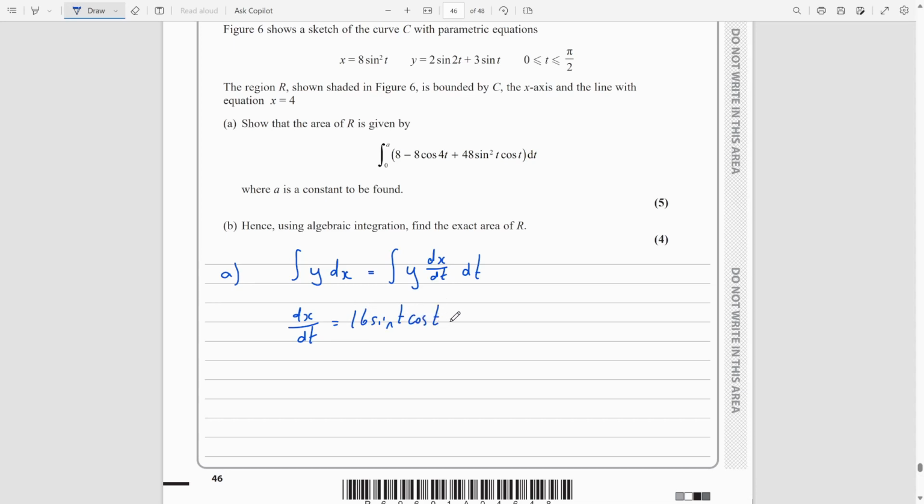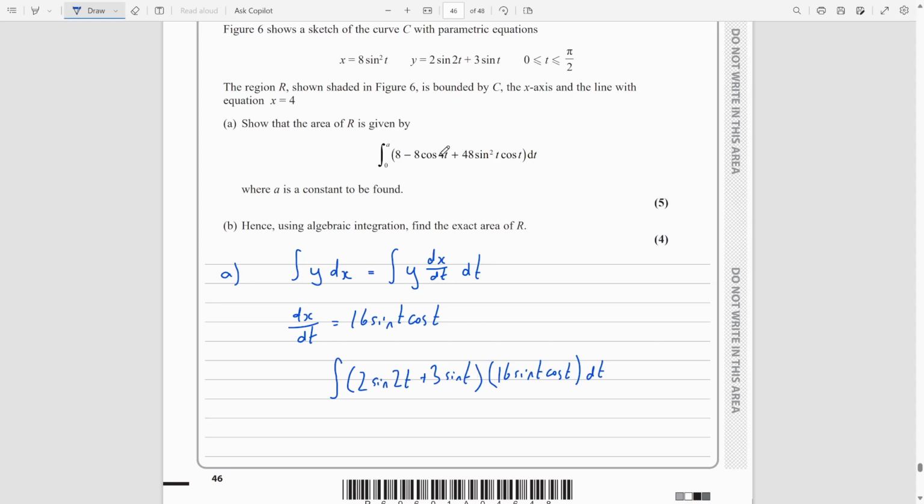Okay, that's dx by dt, and so I can just sub that into this integral. So it's the integral of y, which is 2 sine 2t plus 3 sine t, multiplied by this, which is 16 sine t cos t dt. Right, that doesn't look very much like this at all. So how are we going to show that what we have here is equal to what we have here?